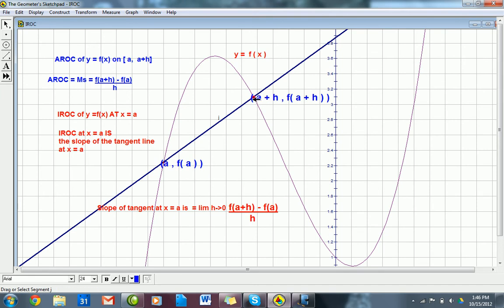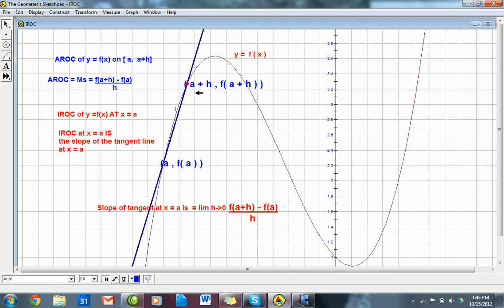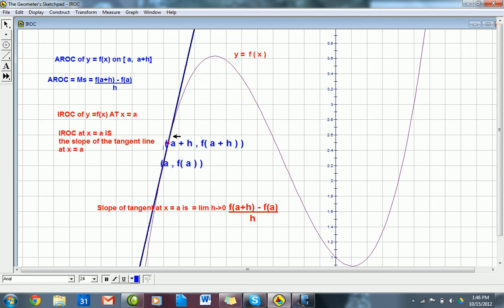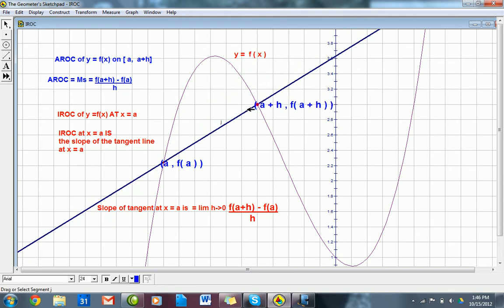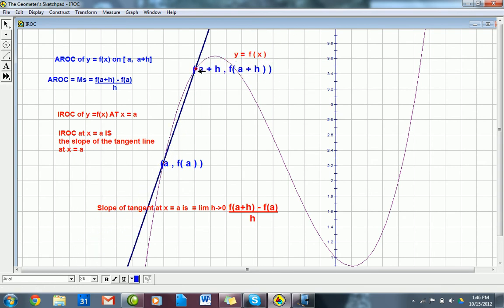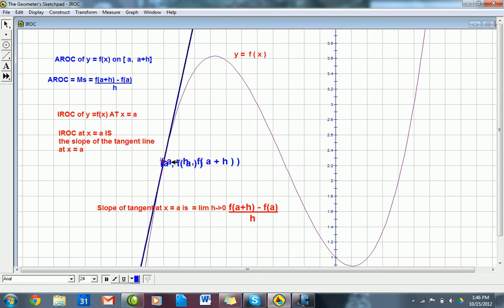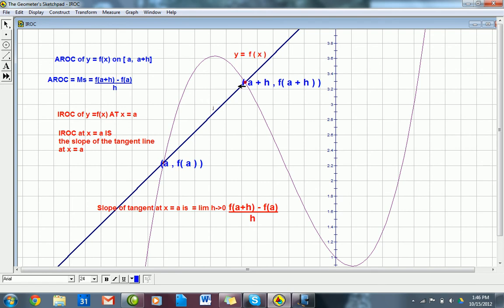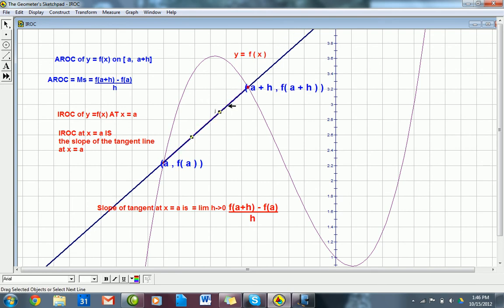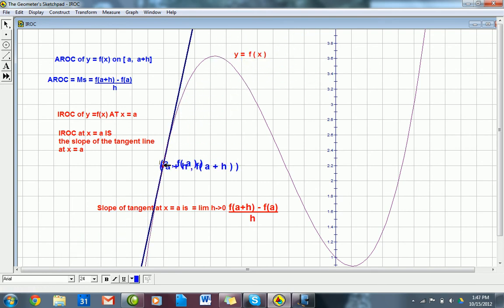To turn the average rate of change into the instantaneous rate of change at A, I'm going to pull these 2 points together. How close? Wicked close. The slope of this secant line is the average rate of change between these 2 points. The slope of this tangent line is the slope of the function at x equals a, the instantaneous rate of change. Average rate of change, slope of the secant line. Instantaneous rate of change, slope of the tangent line at A.